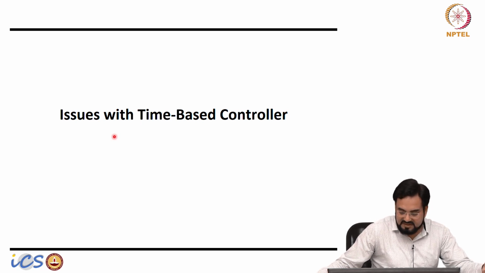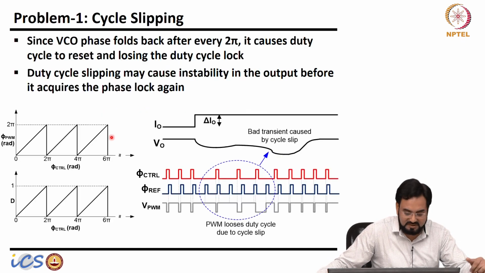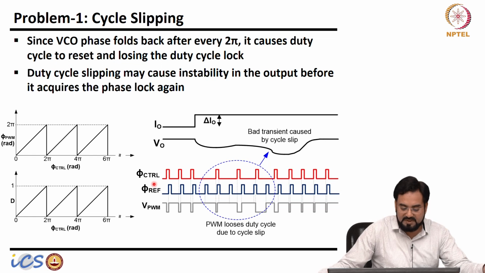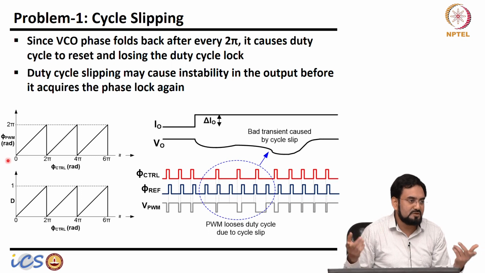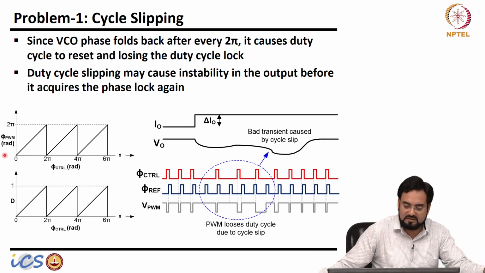Everything looks good, but since it's a new technique, it will come with some issues and we need to find a solution for that. One, we talked about the cycle slip. The moment your phase crosses, because phase will always fold back to 2 pi, from 2 pi to again 4 pi, it will behave like the range is only 0 to 2 pi. So the 2 pi will become 0, and the duty cycle will reset to 0.